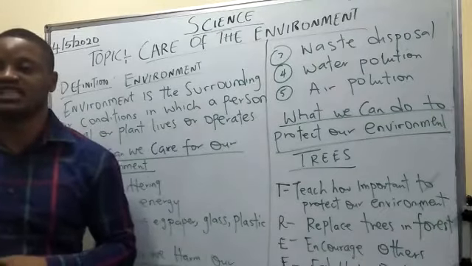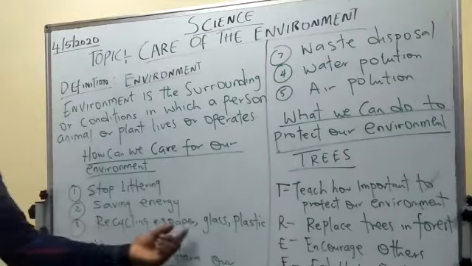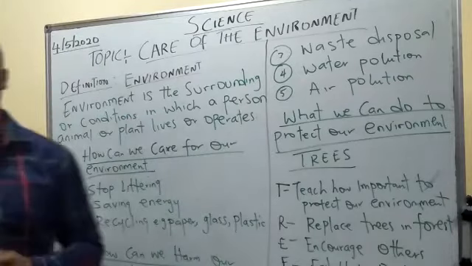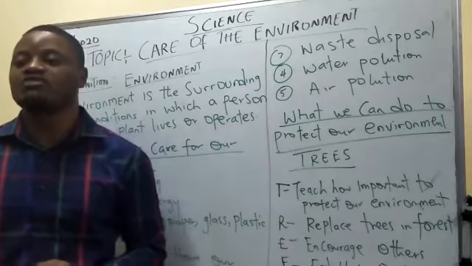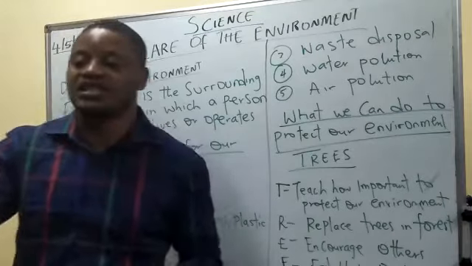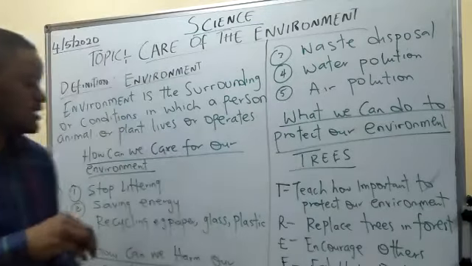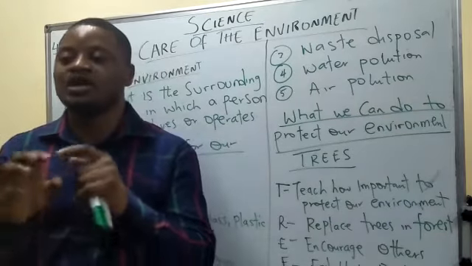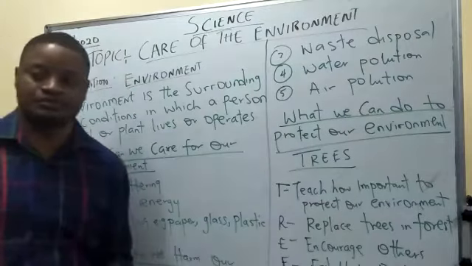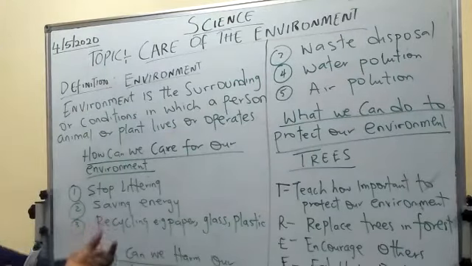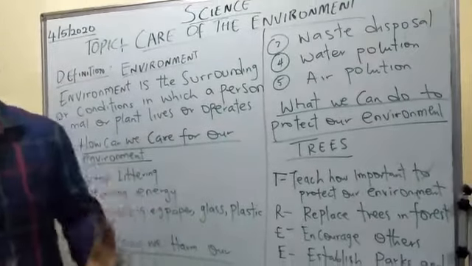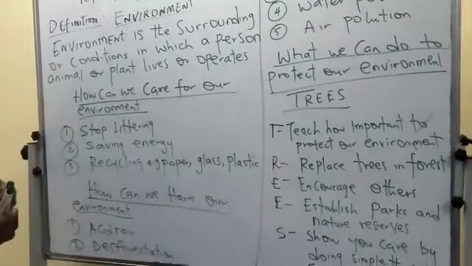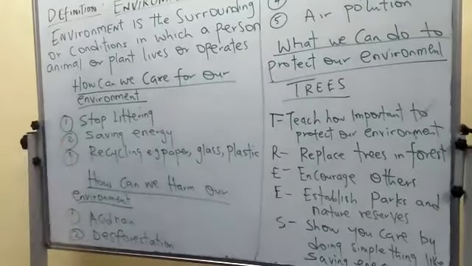Now, the third thing is recycling. What is recycling? It means reproduction. Recycling of paper, glass, or plastic. This way we can care for our environment. If you notice in your area, there are some people that pick up dirty plastic, papers, and glass. They are not picking them for picking's sake. They are picking all these things to recycle them, to reproduce them. This way, as they are picking, they are also cleaning the environment. And that process is called recycling.